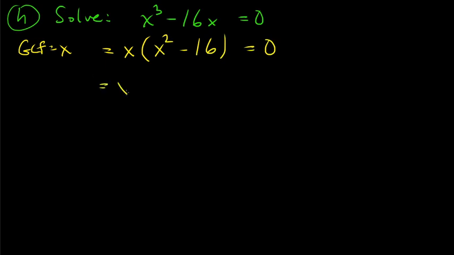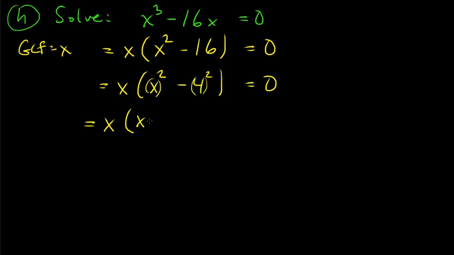But x squared minus 16 is, again, the difference of two perfect squares. It's a squared minus b squared, where a is x and b is 4. So a minus b is x minus 4, and a plus b is x plus 4.